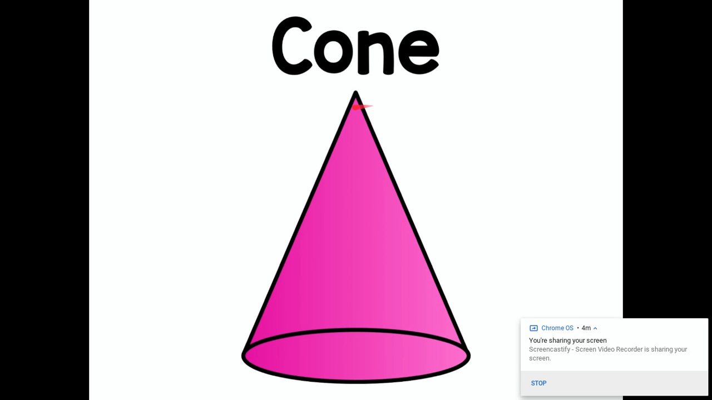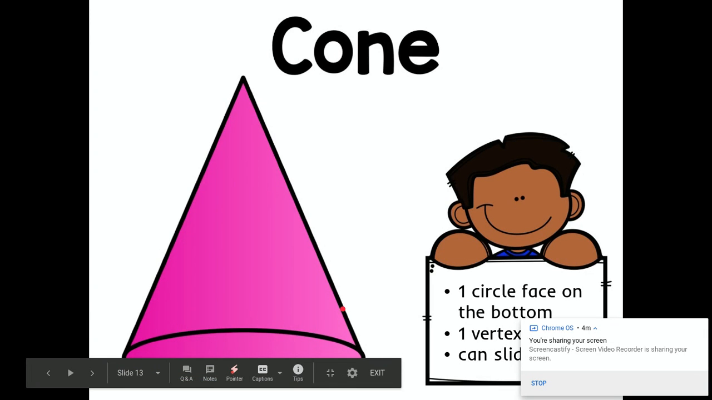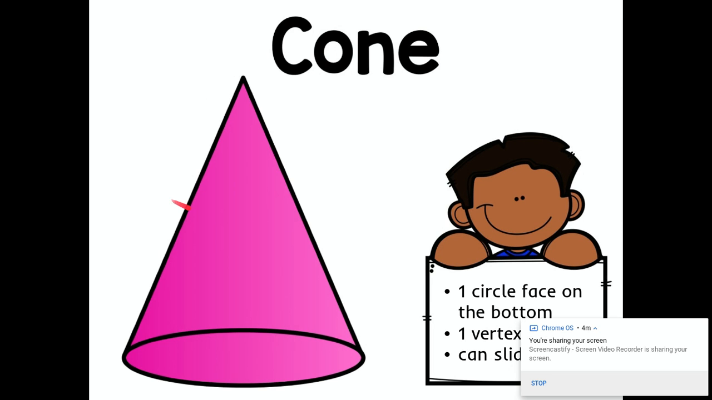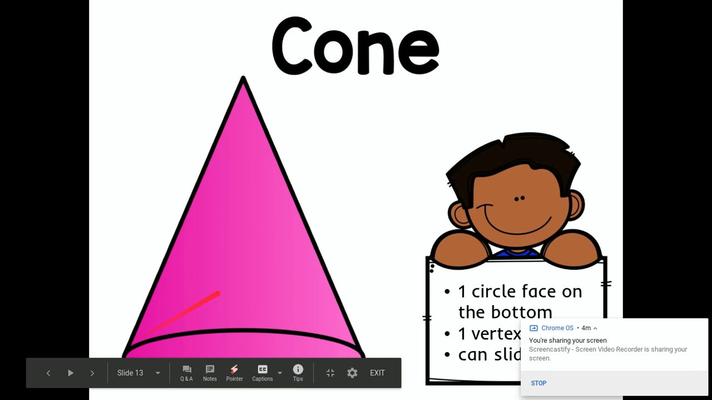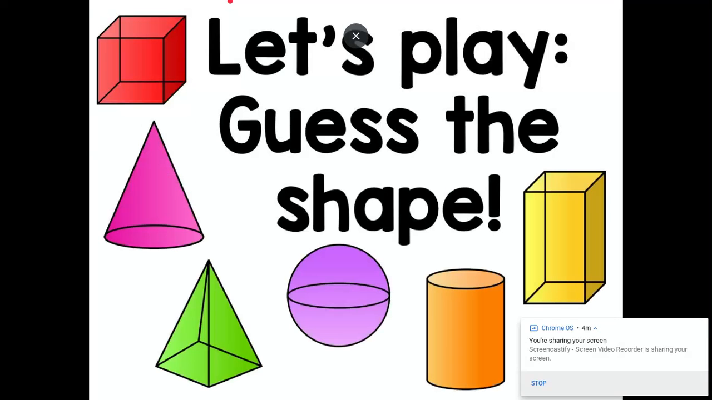Okay, next we have a cone. So cones have one circle face at the bottom, and then they have one vertex. So these can slide and they can kind of roll around in a circle, but not too well. And keep in mind, you can't really stack a cone. It'd be hard to put something on top of this point.